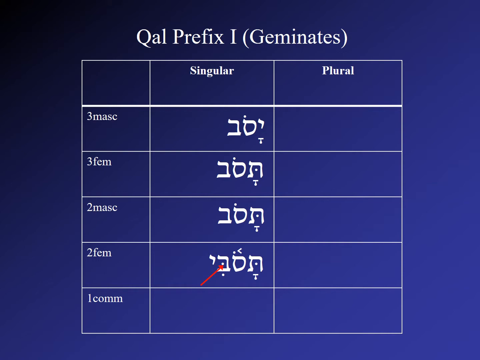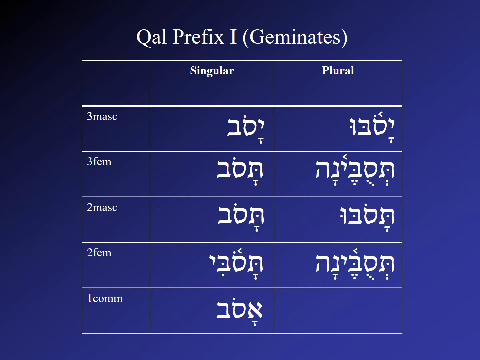Here you have the gemination of that third root radical. This only happens in the forms that have a prefix complement. So tasov only expresses one bet, but tasobi expresses both of them. And then asov. Now in the plural, we'll see more doubled bets. Yasobu, here's doubled. Tesubena. Notice the infix yod here as well as the doubled bet, and a shureq, u-class.